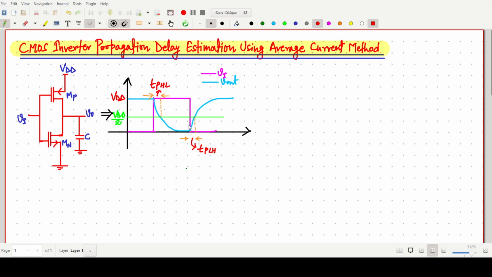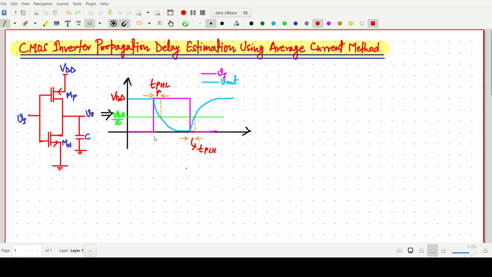Here we can see that the pink one is the Vi line and the corresponding output voltage is the blue one. When the input is 0, the output is high, and when the input goes high, the capacitor, which was fully charged, starts discharging. Then again it will rise up. So this is the simple concept.